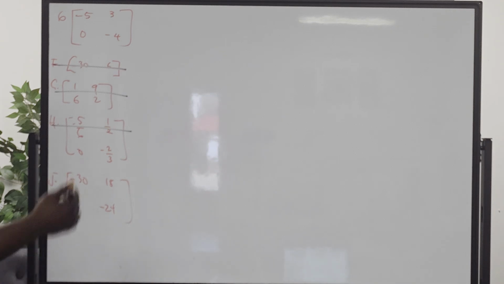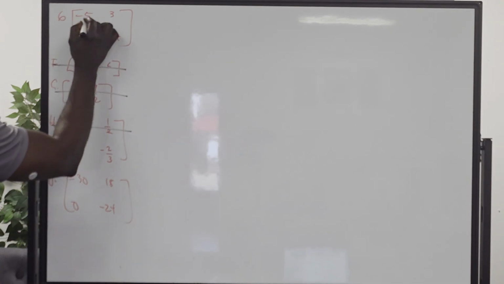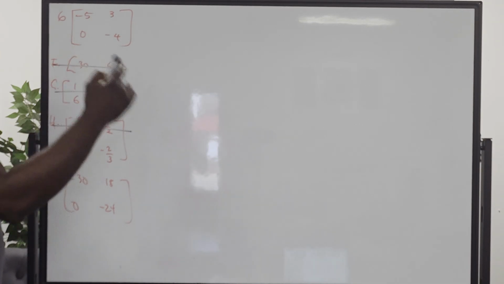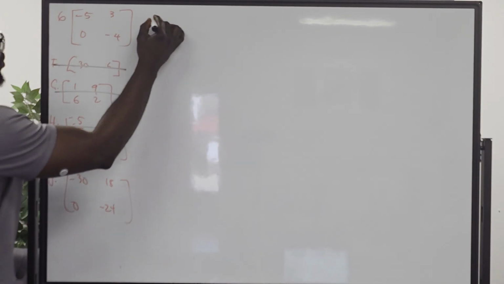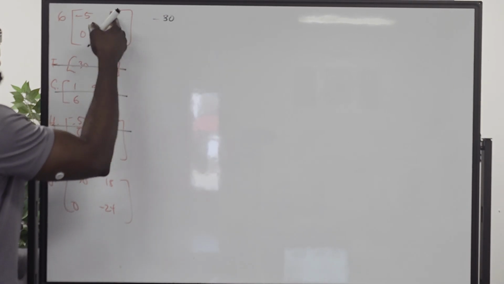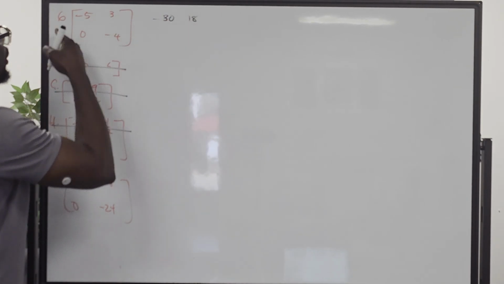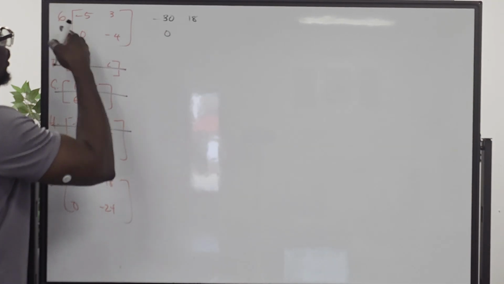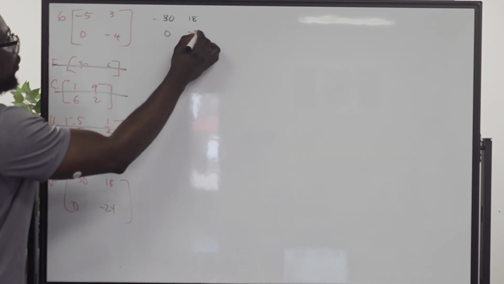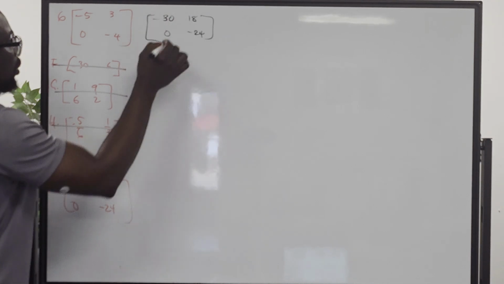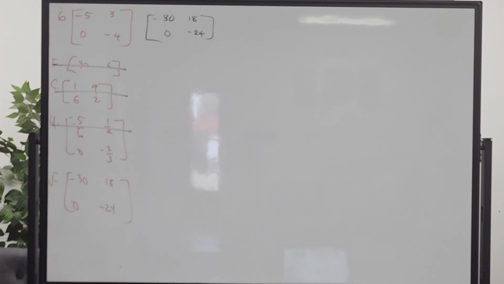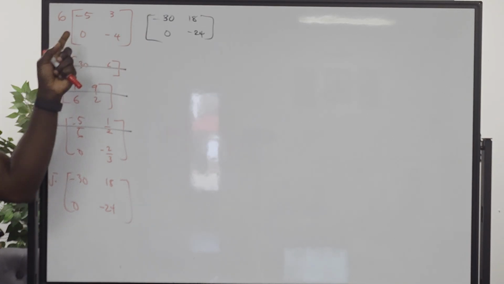Even without solving it, if you multiply these numbers, 6 times minus 5, in a matrix you have to multiply. 6 times minus 5 will give you minus 30. 6 times 3 will give you 18. 6 times 0 will give you 0. 6 times minus 4 will give you minus 24. So that is your answer when it comes to matrices. You have to multiply, do not add, and do not subtract, multiply.